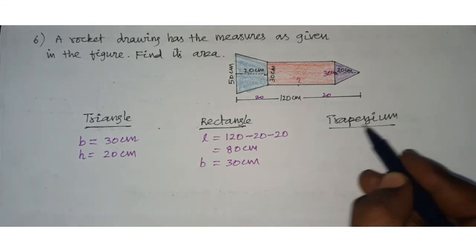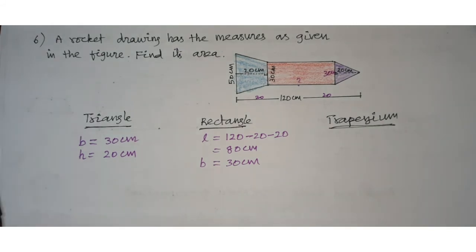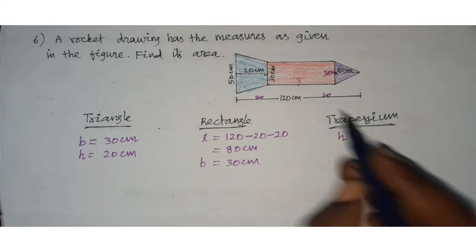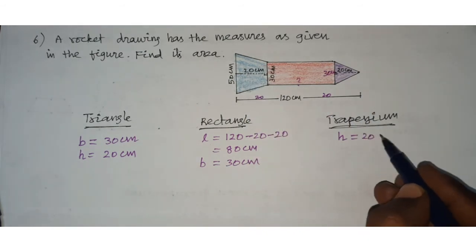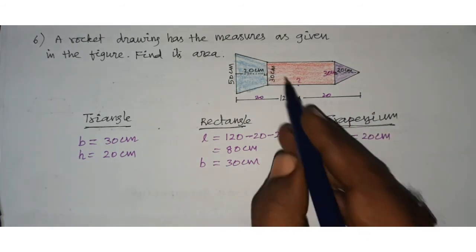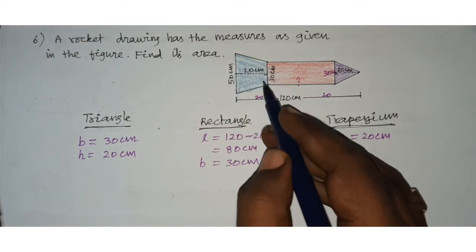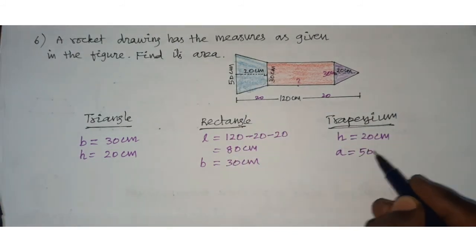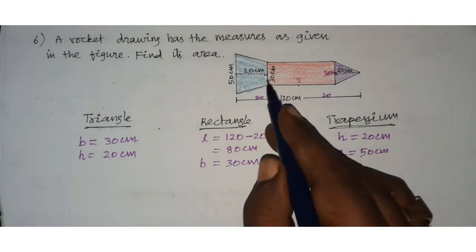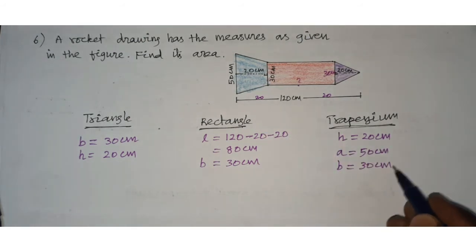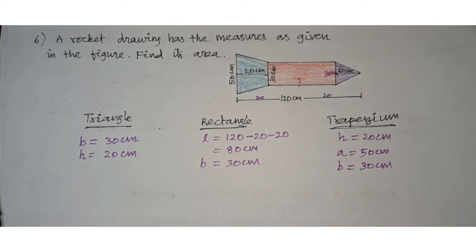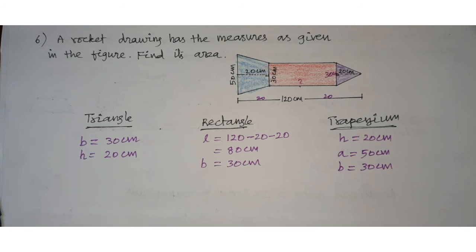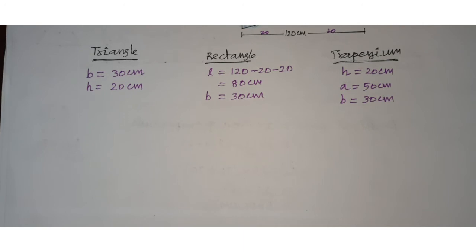For the trapezium, what values do we need? The sum of parallel sides and height. Here the height is given very clearly, 20 centimeter, and the parallel sides A and B are this one and this one, 50 and 30. Anyone we can take as A and B. Master, shall we take A equal to 50 alone or B equal to 30? Not like that. A equal to 30, B equal to 50 also we can take, no problem. So, in this rocket diagram, we have three shapes: trapezium, rectangle, triangle. We found all the required measurements for that.